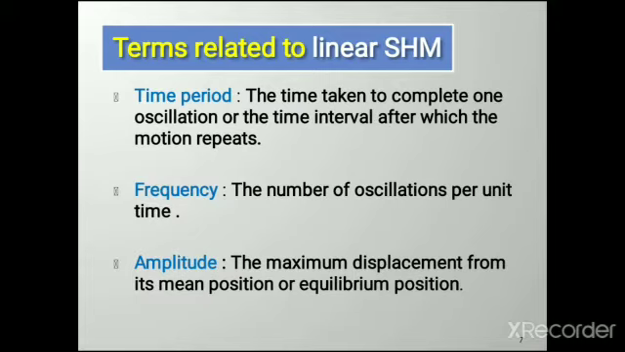Let us study a few terms related to the linear SHM. Time period. The time taken to complete one oscillation, or the time interval after which the motion repeats, is called time period. It is denoted by capital T and the SI unit of time period is second. Frequency. The number of oscillations per unit time is called frequency. Amplitude. The maximum displacement from the mean position or equilibrium position is called amplitude.